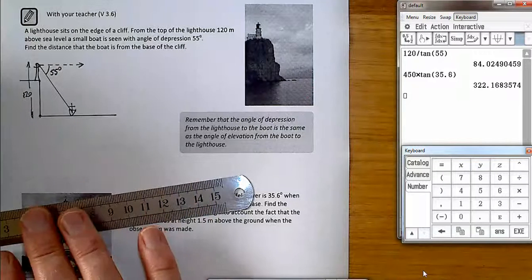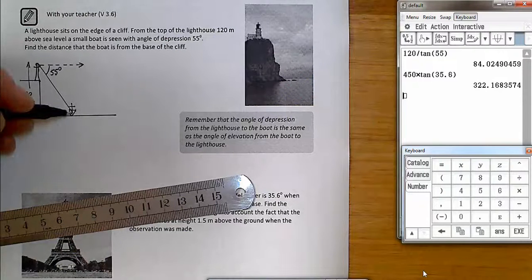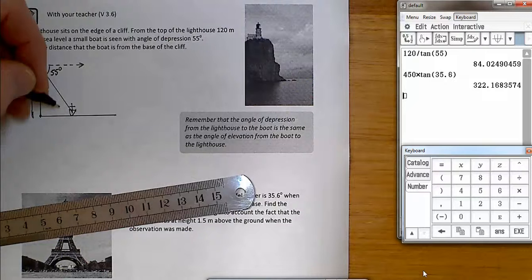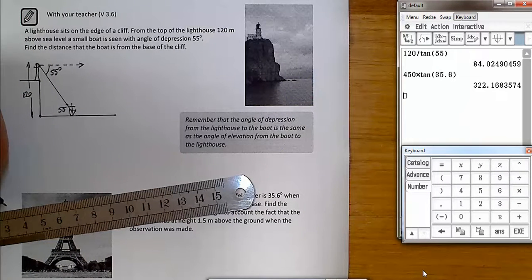That's 55 degrees. Now when I'm given one of these questions, I will always change that 55 degrees, because I know that the angle of depression from a person who's looking down from the top of the lighthouse is the same as a person who was in the boat looking up at the lighthouse. So someone in the boat, looking up to the top of the lighthouse, the angle of elevation will also be 55 degrees. So always remember that angles of depression and angles of elevation are always equal.